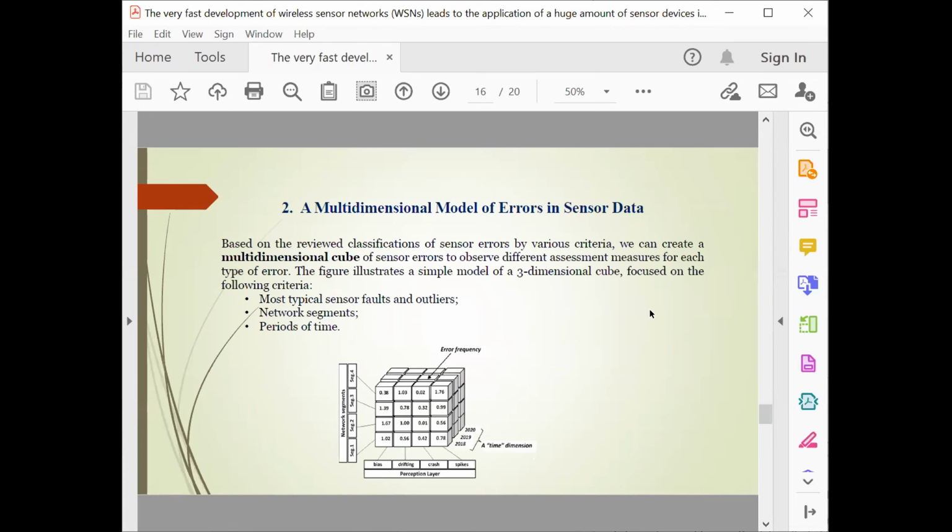Based on this reviewed classification and different criteria, we propose an approach based on the creation of a multidimensional cube of sensor errors to observe different assessment measures for each type of errors. This figure illustrates a simple model of a three-dimensional cube focused on three criteria: most typical sensor faults and outliers, network segment, and the period of time.